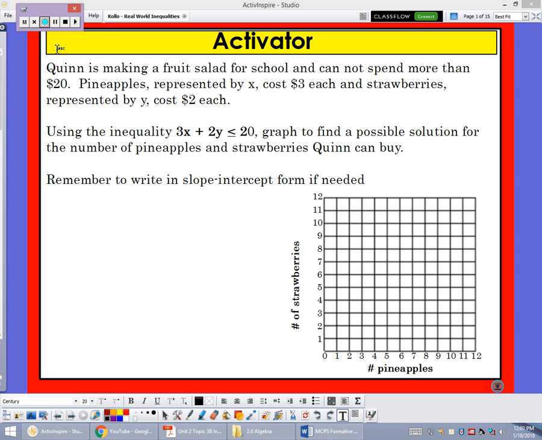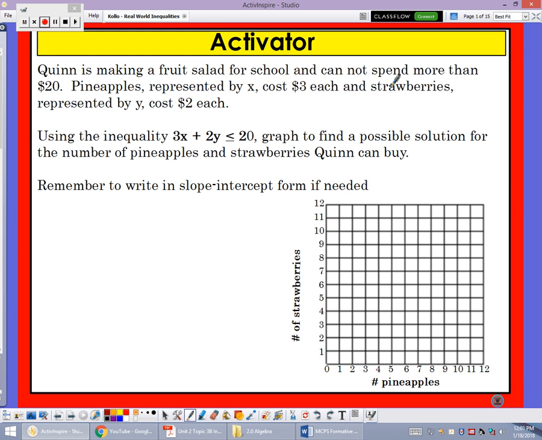Quinn is making fruit salad for school and cannot spend more than $20. So we have a limit right there. She can't spend more than $20. I'm going to go ahead and underline that. Pineapples represented by x cost $3 each, and strawberries represented by y cost $2 each. Using this inequality, 3x plus 2y needs to be less than or equal to 20. Graph to find a possible solution for the number of pineapples and strawberries Quinn can buy.